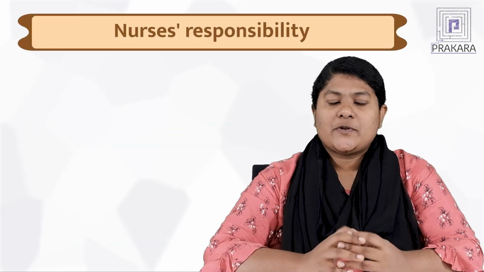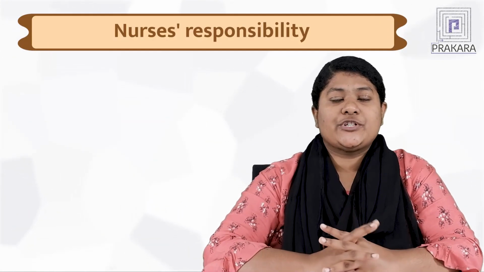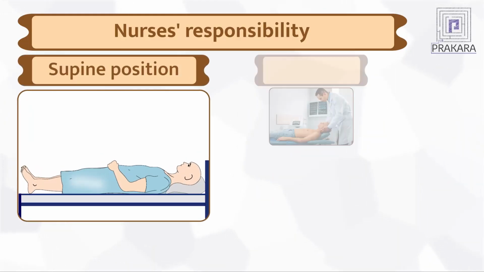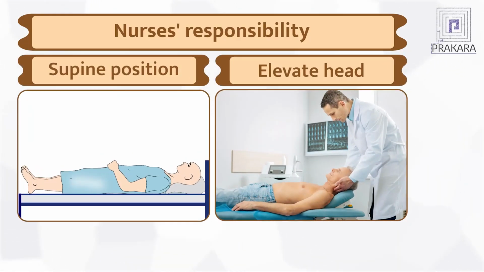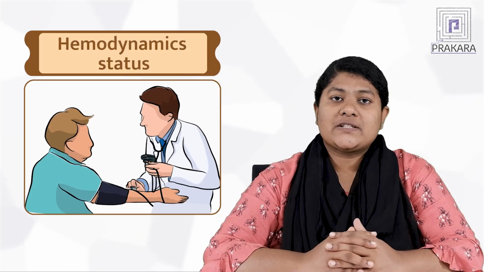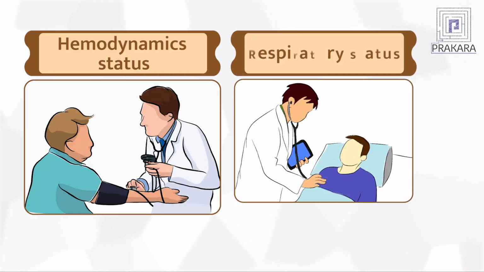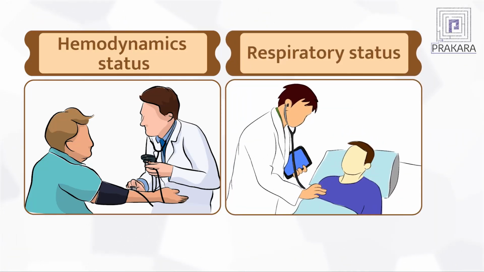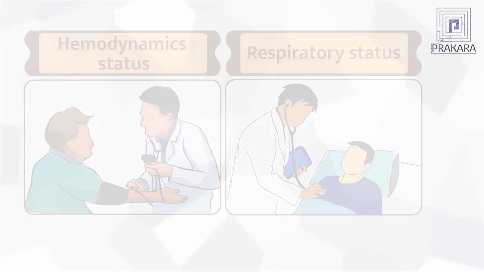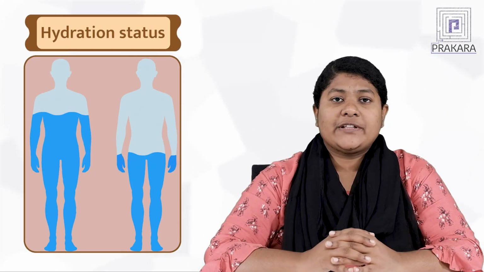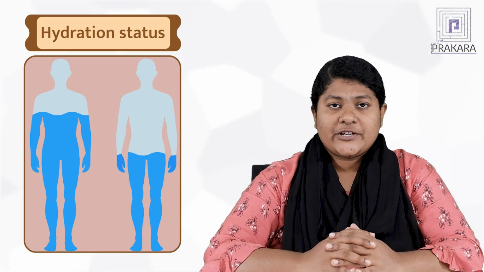Coming to the nurse's responsibility, always try to position the patient in the supine position, and elevate the head end of the patient using a rubber ring or by keeping a cloth under the head. Also check the hemodynamic status of the client and monitor the respiratory status of the client. Along with that, you also have to see the hydration status of the client, whether he is able to maintain his hydration levels.